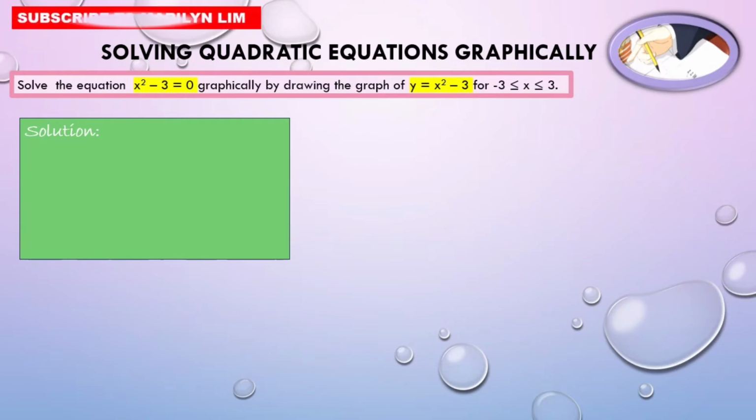So let's have our first example. Let us solve the equation x squared minus 3 is equal to 0 graphically by drawing the graph of y is equal to x squared minus 3 for the values of x less than or equal to 3 but greater than or equal to negative 3.